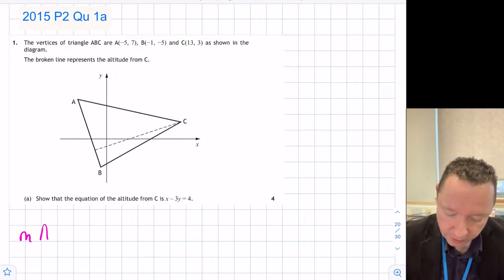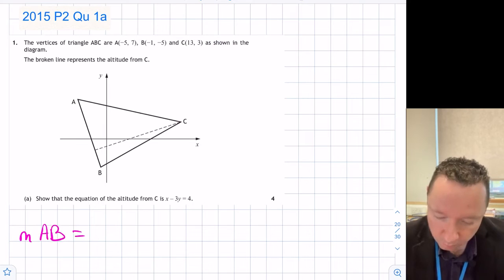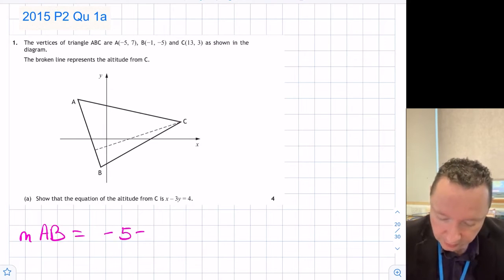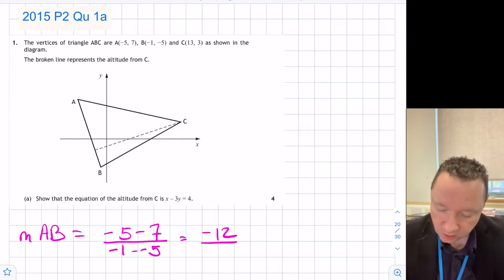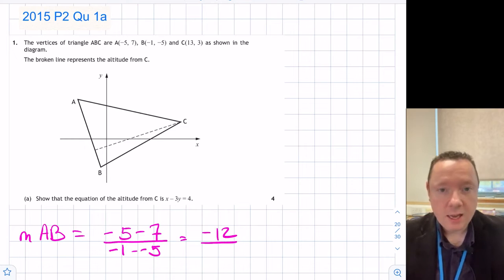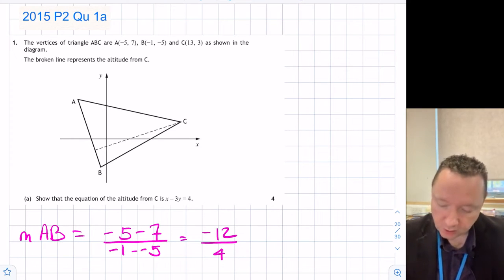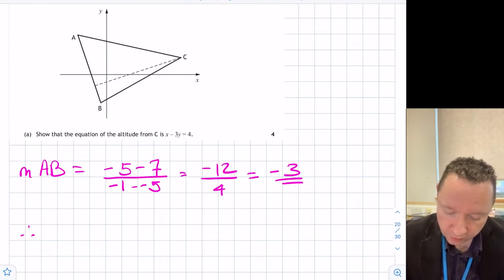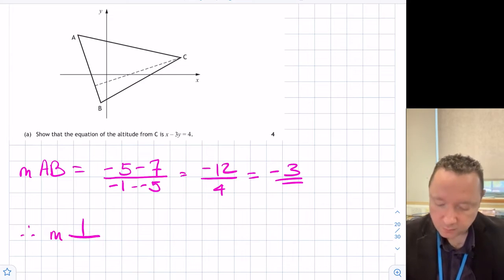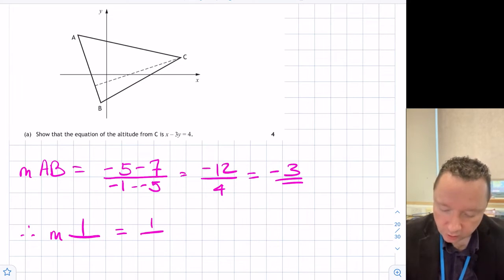So the gradient of A and B, well, we've got B is minus 5, minus 7 on the top, and minus 1, minus 5 on the bottom. Minus 5 take away 7 is negative 12. Minus 1 plus 5 is 4. Minus 12 divided by 4 is minus 3 or negative 3. So that means we immediately know, therefore, the gradient of the perpendicular equals a third.